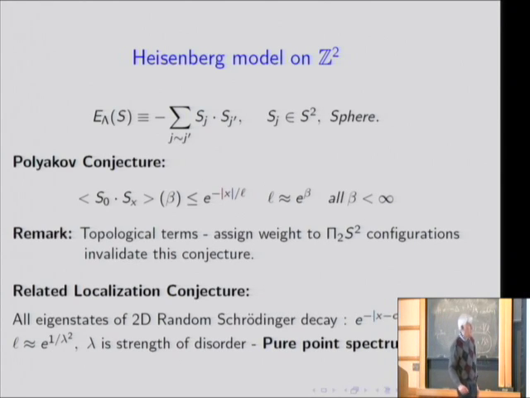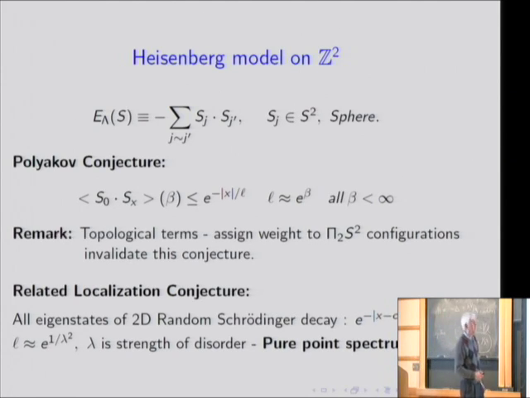And this is what's called the localization length rather than the correlation length, but you can see they're essentially the same kind of thing. Now, I would like to remark that if you add topological terms, which measure pi2 of S2 configurations, then they will invalidate this conjecture. You will not get this exponential decay. You'll get something quite different. And so topological defects play a big role in this.